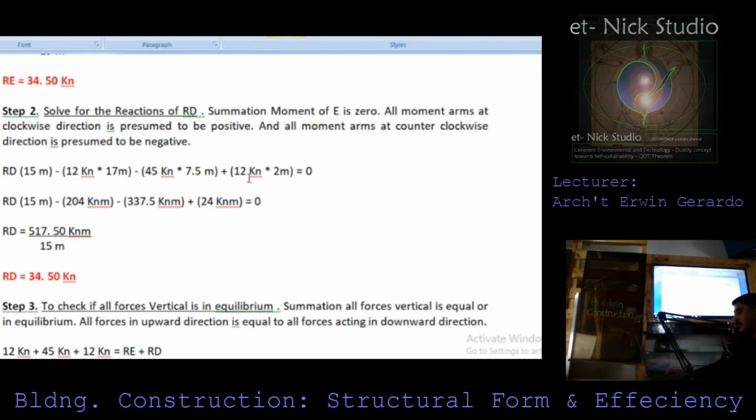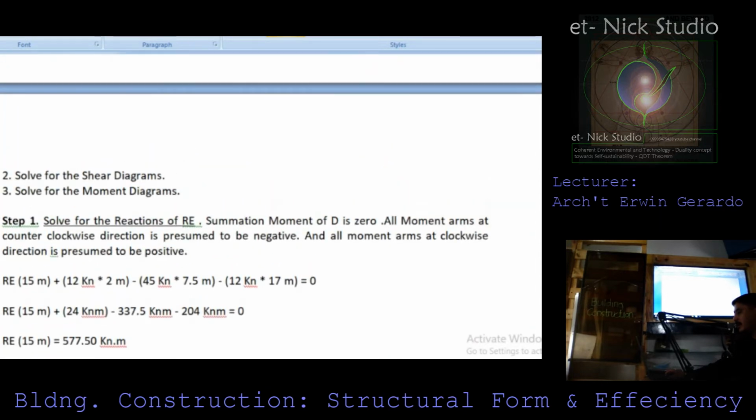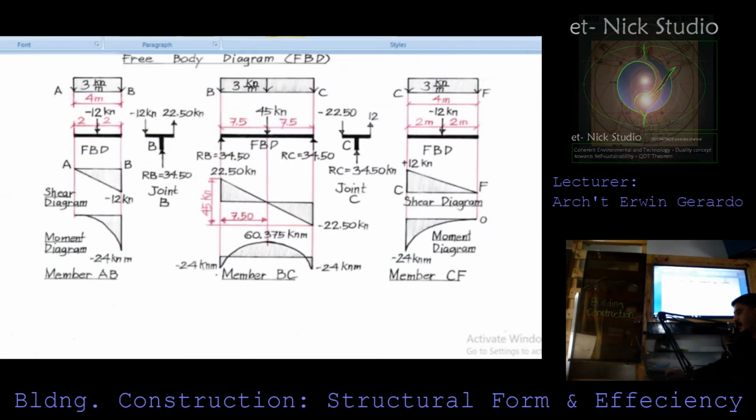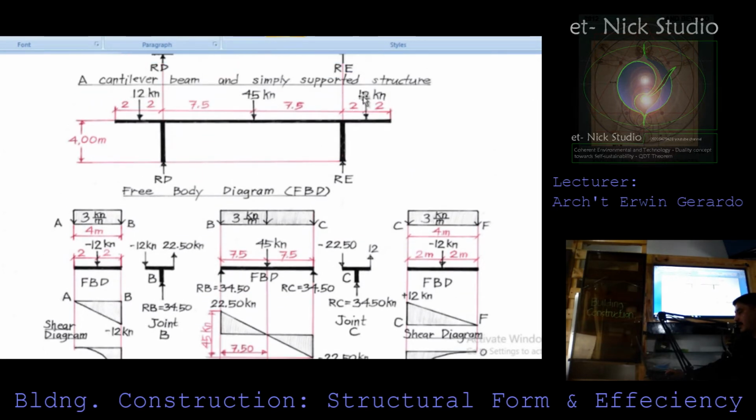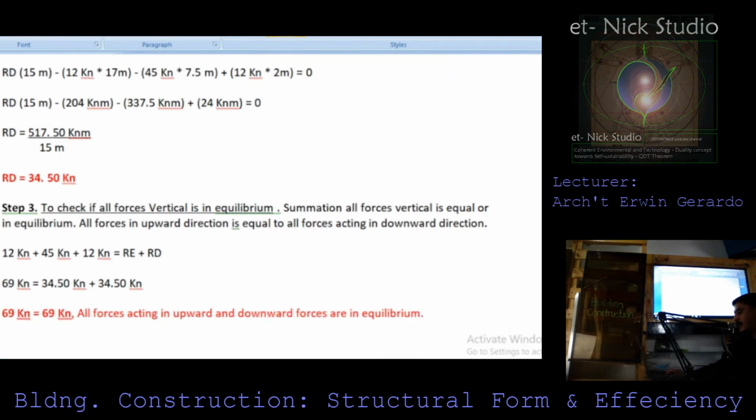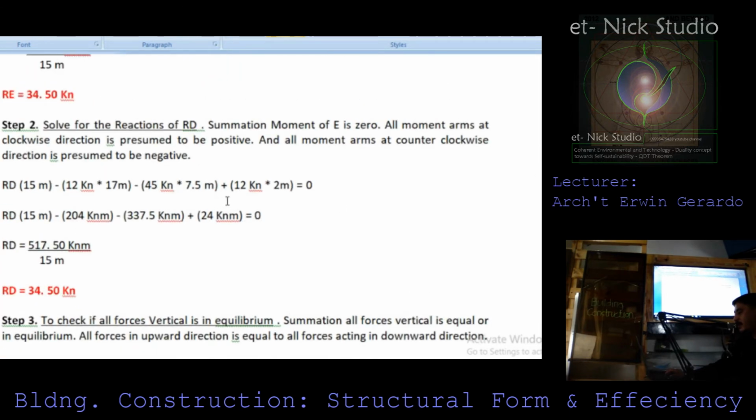Now you have 12 kilonewton times 2 meters. If you look at the diagram once again, here you have 12 kilonewton, and it is in a clockwise direction. That is why it is presumed to be positive times 2 meters. That is why here under step 2 we have a sign convention which is actually positive. Now Rs of D has the same value as Rs of E, which is 34.5 kilonewton.